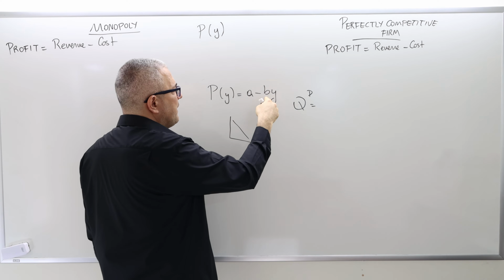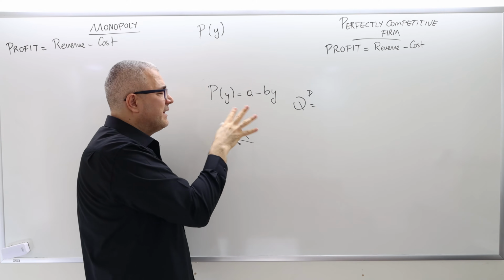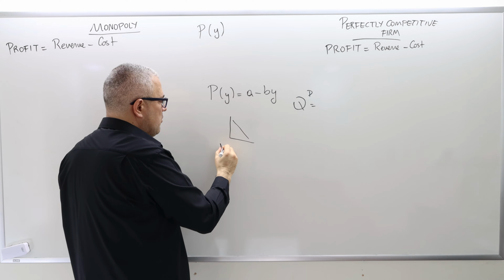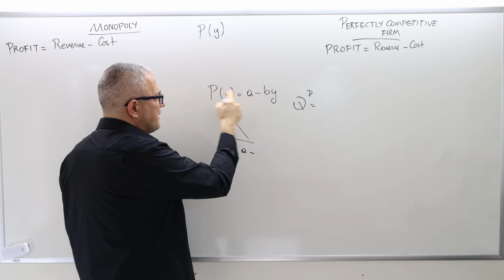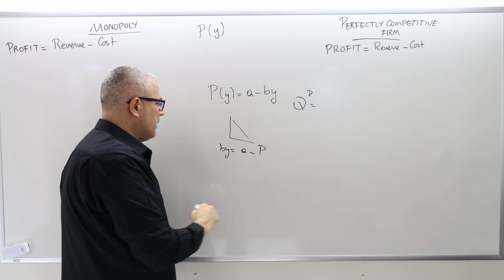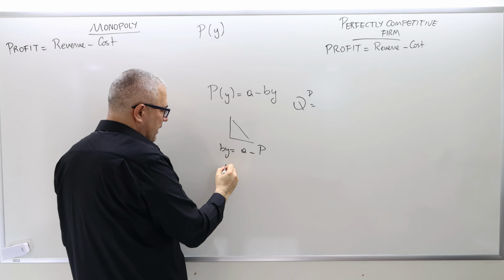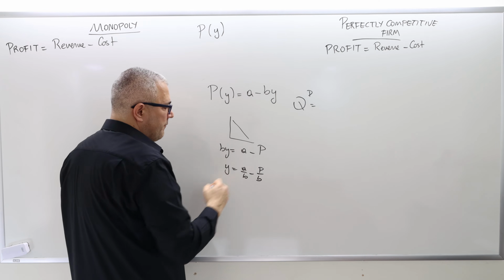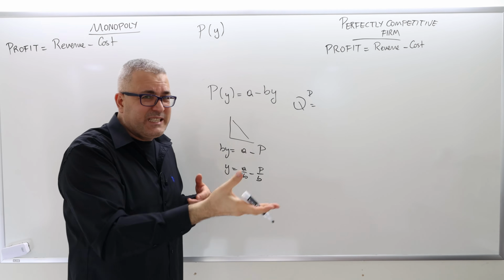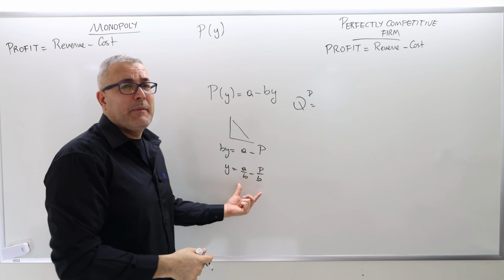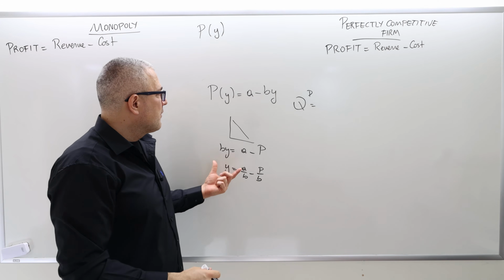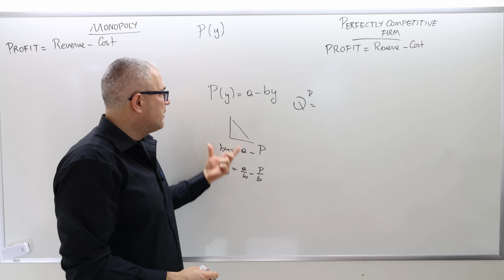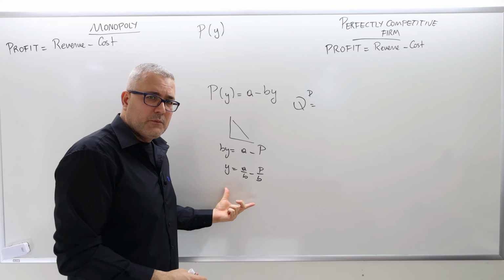How so? You basically pull Y to one side and leave it alone, all right? So BY equals A minus P, sending P to the other side. And so divide both sides by B: Y equals A over B minus P over B. Remember, Y is the Q. So here's the demand curve. So we can always get the demand curve from the inverse demand, or vice versa. You can get the inverse demand curve from the demand curve.